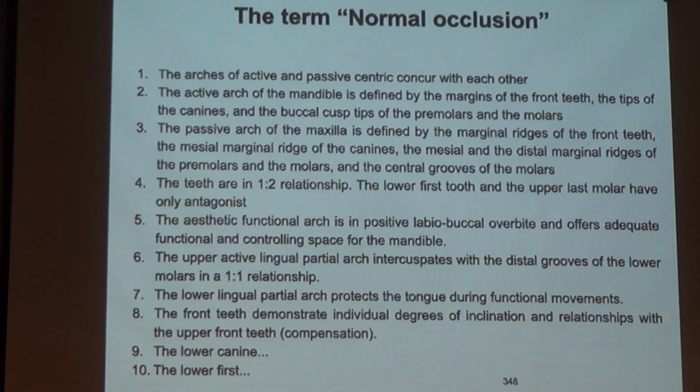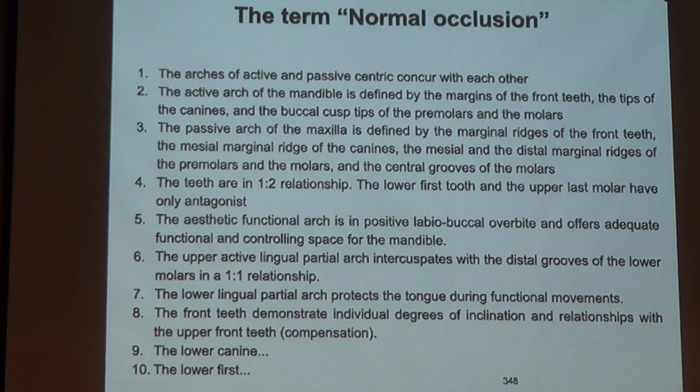The passive arch on the maxilla is defined by the marginal ridge of the front teeth, the mesomarginal ridge of canines, the mesodistal marginal ridge of premolars and molars, and the central grooves of the molars. Còn cái cung passive của cái hàm trên á, thì được định nghĩa là gờ bên cái phần gờ bên của các răng, gờ gần của răng nanh, gờ gần và gờ xa của răng cối nhỏ và răng cối lớn, và cái trũng giữa của răng cối lớn.